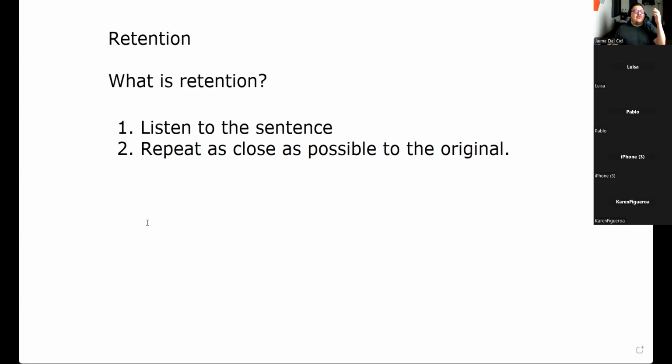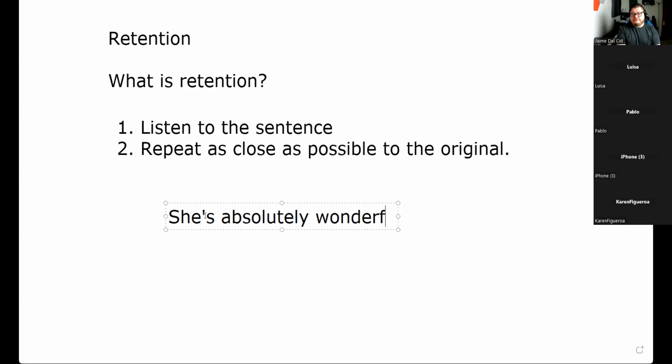Okay, so for example, if I read something like this, she's absolutely wonderful. I read something like this, and you will have to repeat it after me as close as possible to the original. That means as close as possible to this sentence. Now, the thing here is that you're not going to see the sentence, okay?